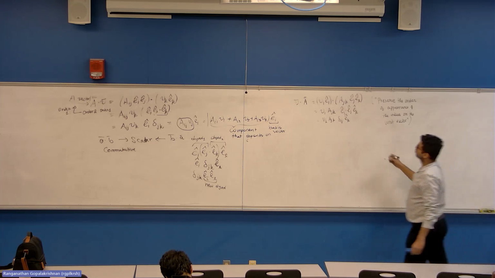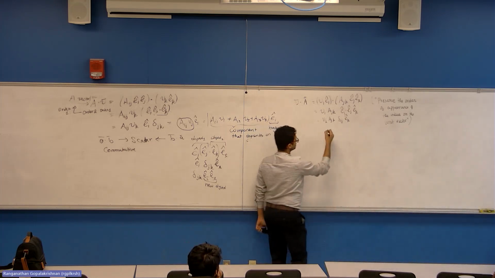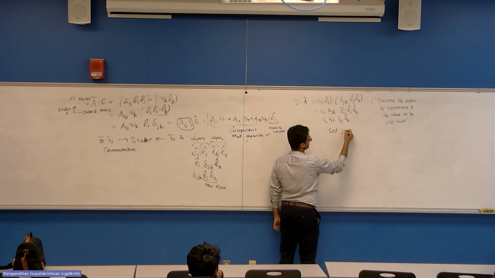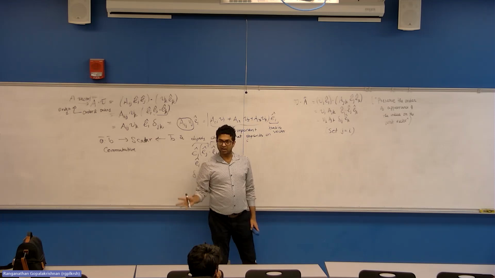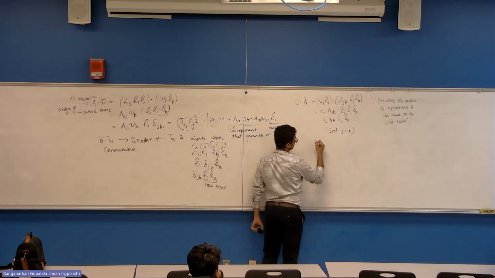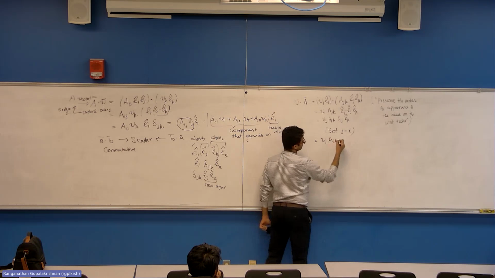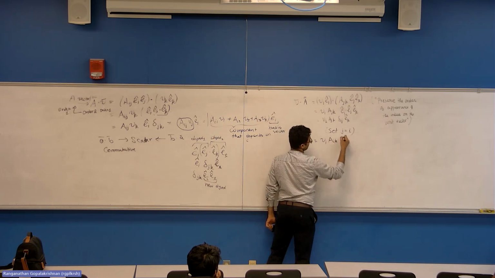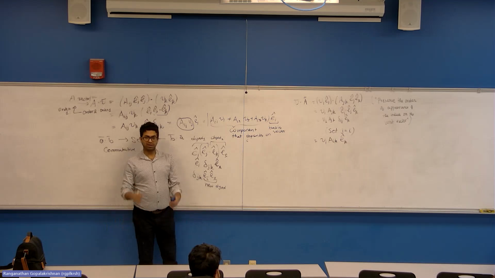So I have delta IJ. So I'm going to set J equal to I. Wherever J appears, replace it with I. This is VI AIK EK. Delta II is 1. So I'm taking the liberty of skipping one step. And slowly I'll take liberty of skipping more steps.